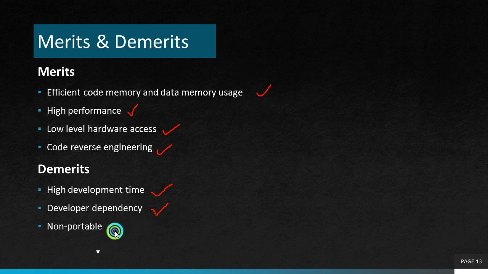Last demerit is non-portable. Target applications written in assembly instructions are valid only for that particular family of processors and cannot be reused for another target processor or controller. If the target processor changes, a rewriting of the application is required. This makes the assembly language application non-portable.